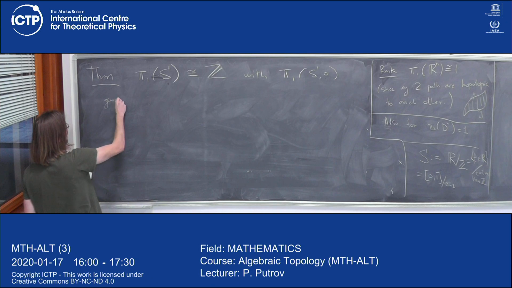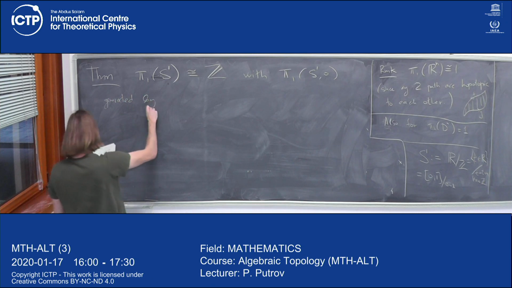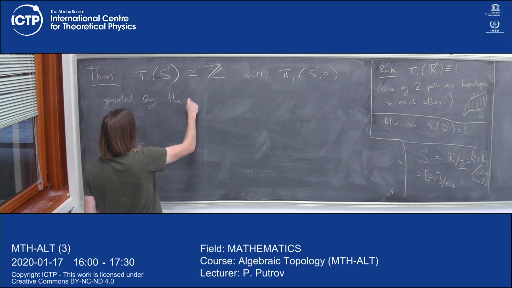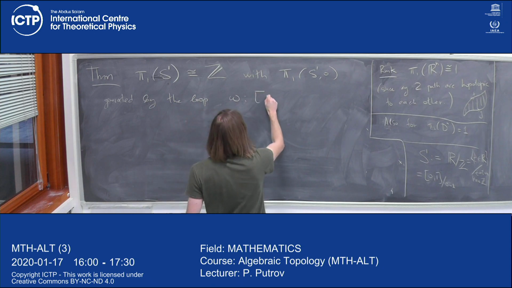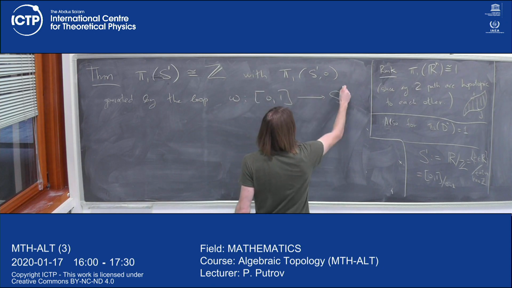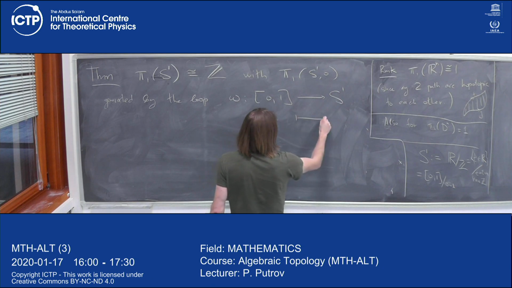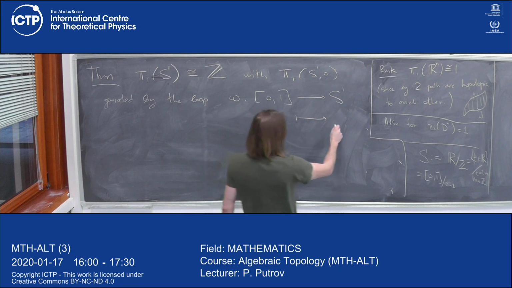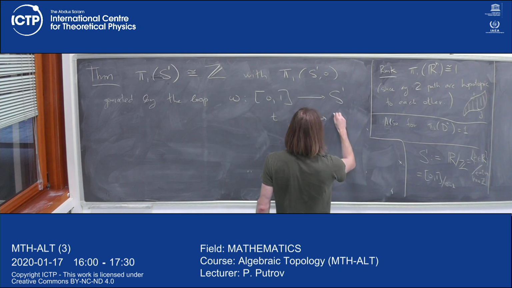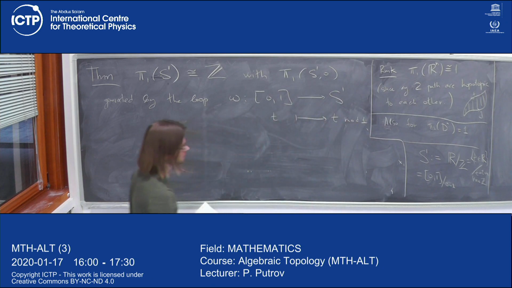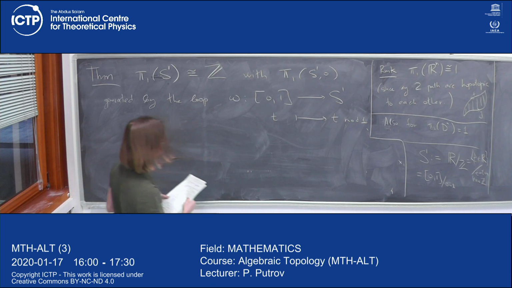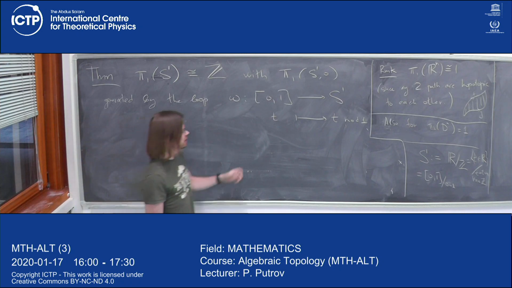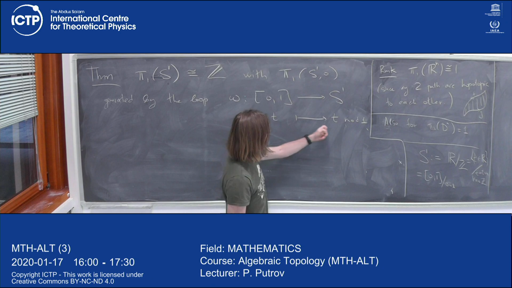This will be generated by the following loop. This is a function from the interval [0,1] to S^1, defined like this, where it just takes t to t modulo 1. This just means that 0 and 1 are taken to the same point.